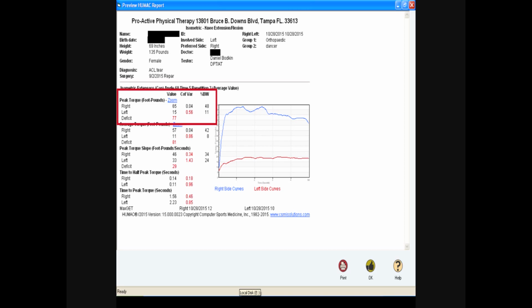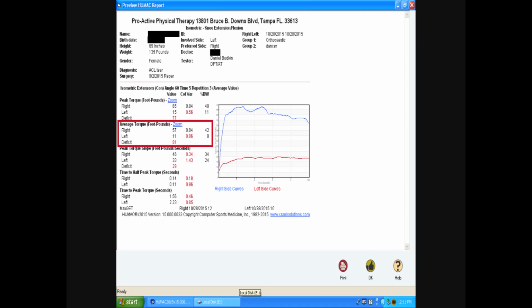I'm just waiting for that to drop down. Below that, once it does, you'll see parts where it says peak torque slope at the bottom of, or the middle of the screen of the data. That's your rate of force production.